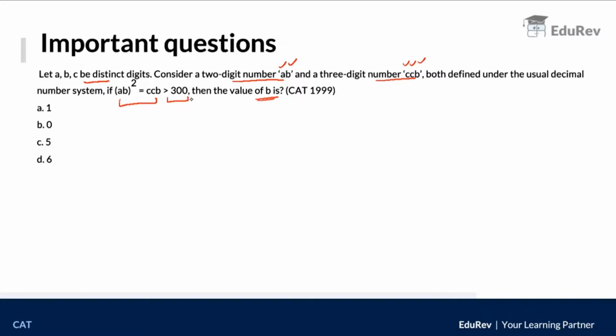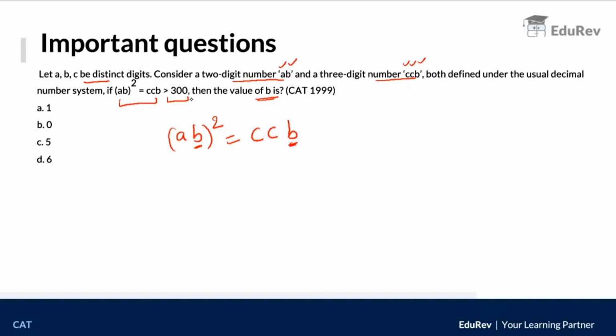ठीक है, B का value कितना है? Now let's understand, they are saying AB the whole square is the same as CCB. A, B, C are 3 different digits. ठीक है, तो इसका जो यूनिट डिजिट है इसका भी वही यूनिट डिजिट होना चाहिए. So when you square a number, whatever unit digit you have, you need to have the same digit here. ठीक है, but you have to find the value of B.